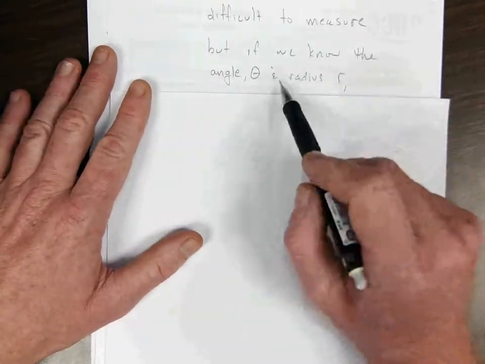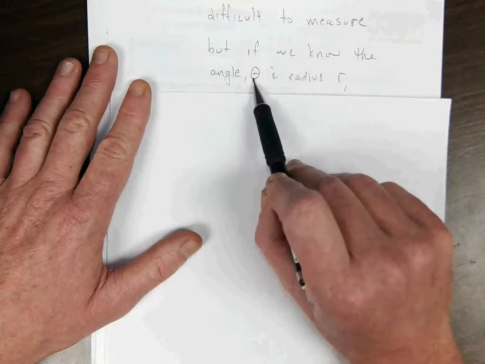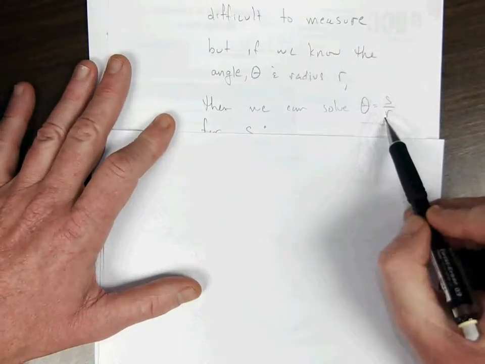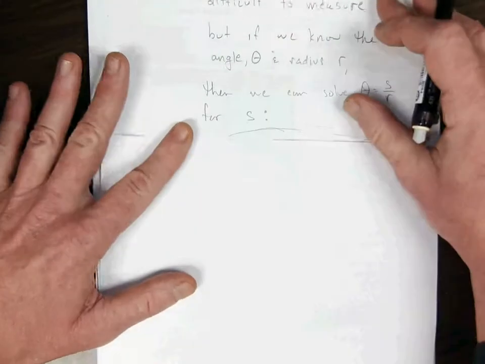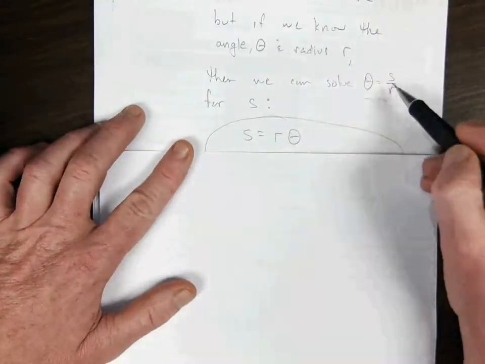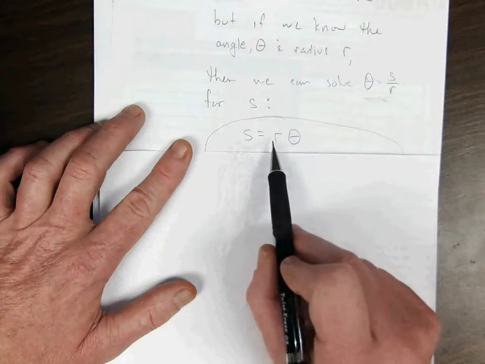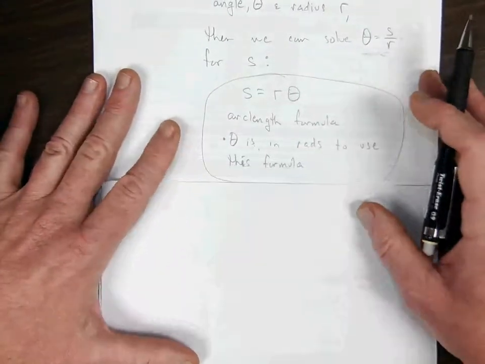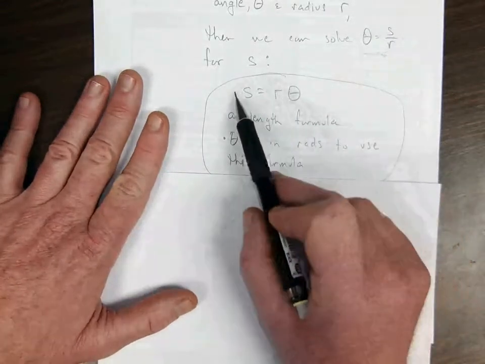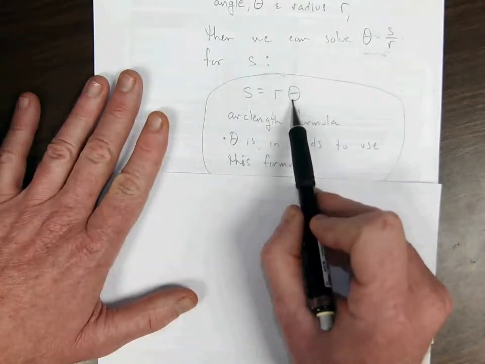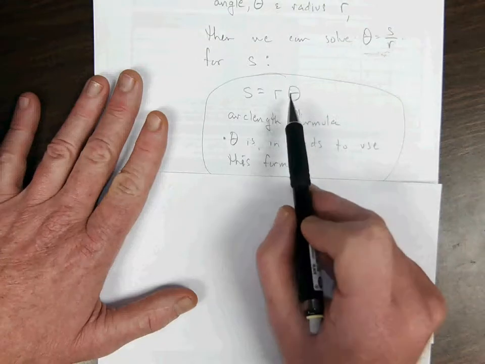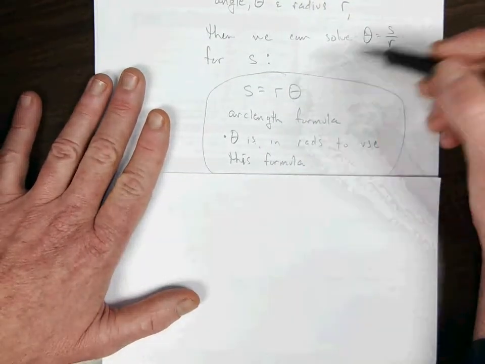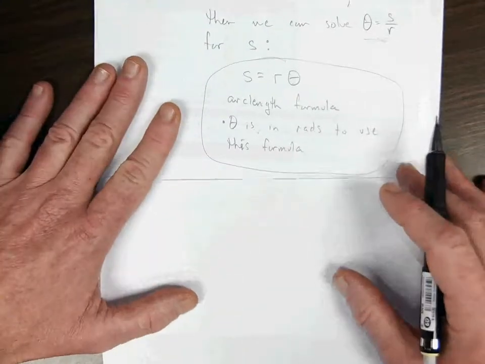But what we can do is, if we know that angle and we know the radius, then we can take this formula, theta equals S over R, and solve it for S. All right, and so if you think about it, you'd multiply both sides by r, and you'd get S is equal to r times theta, and that's called the arc length formula. There's one thing you've got to be really careful of, though. This came from the definition of an angle in radians, and so if you're going to use this formula, that angle needs to be in radians. All right, but otherwise, it's a really straightforward, simple formula to work with.